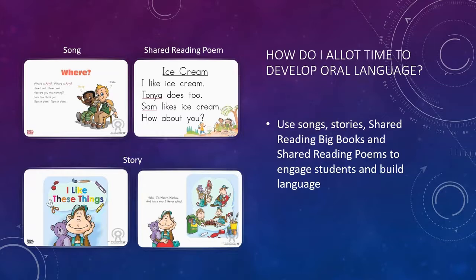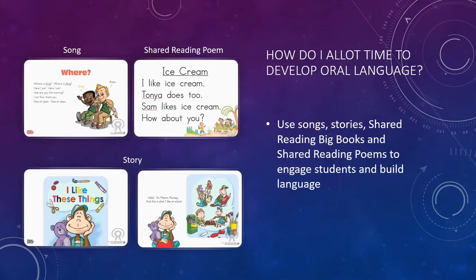Some different types of materials you can use to help develop oral language are songs, stories, shared reading big books, and poems. Research shows that songs build fluency and help with recall. Music crosses over to both sides of the brain and creates new neural pathways for language learning.